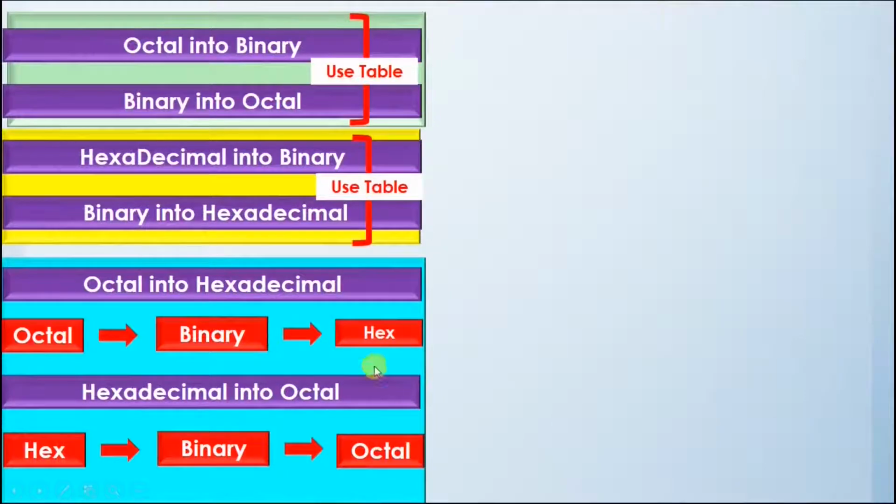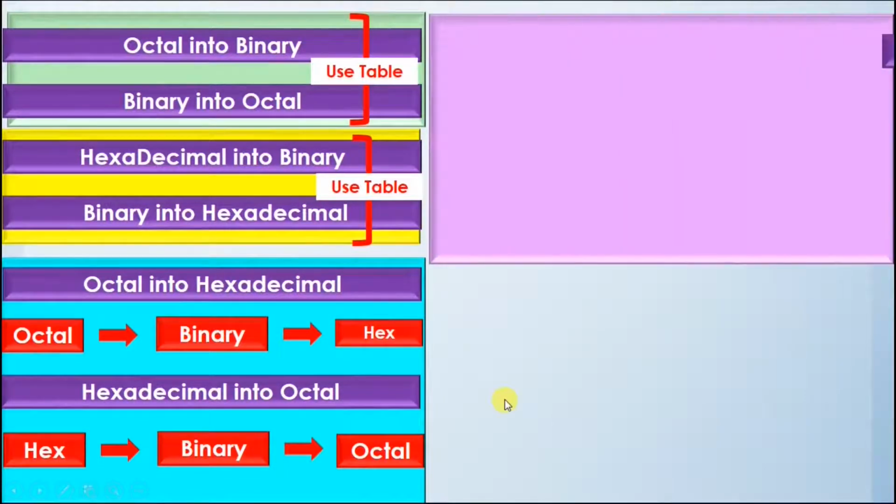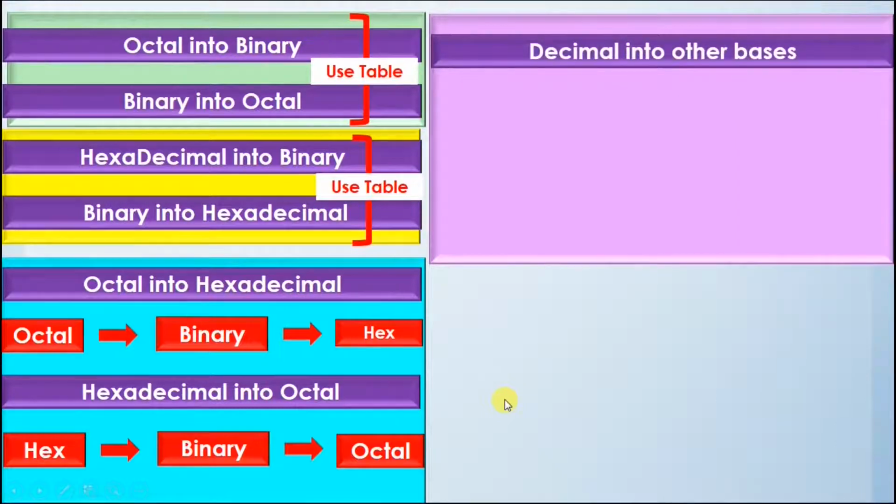So now we have converted octal into hexadecimal and hexadecimal into octal. So now we move to the next section, that is, we will see how to convert decimal into other bases.